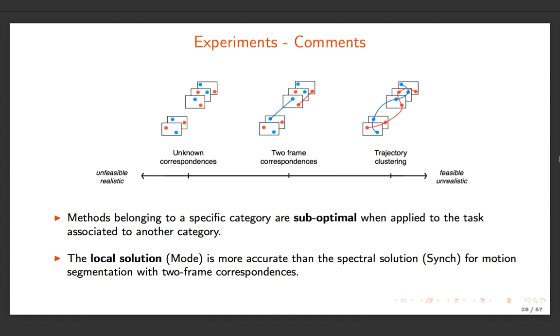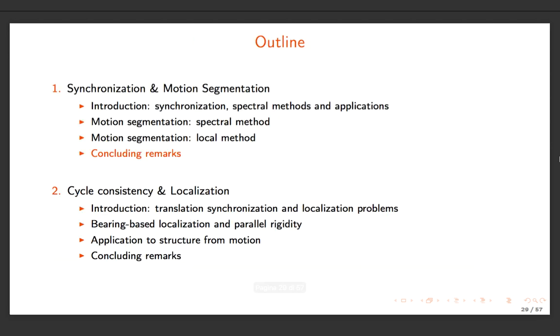To sum up, experiments show that methods belonging to a specific category are suboptimal when applied to the task associated to another category. If we restrict to the middle category, that is, motion segmentation with two-frame correspondences, then the local solution is more accurate than the spectral method. Now I will report some concluding remarks on the first part of this talk.